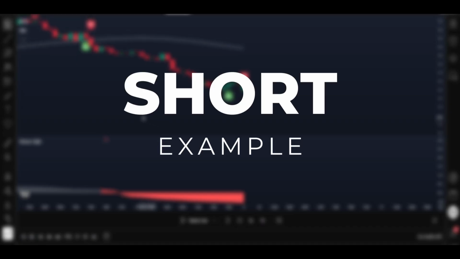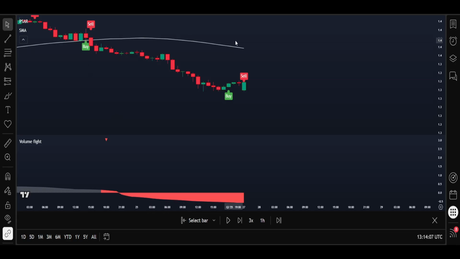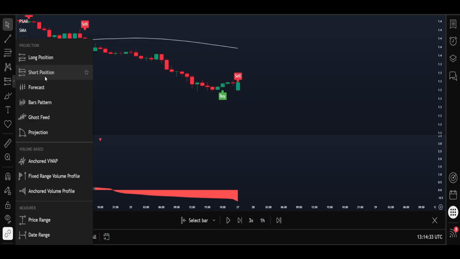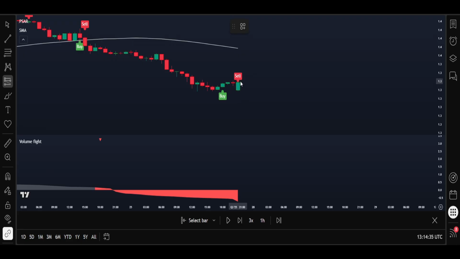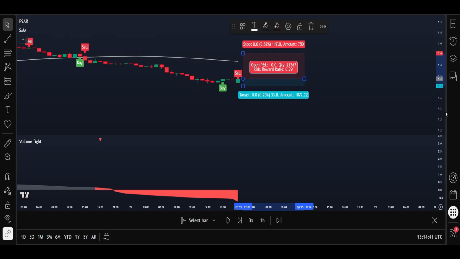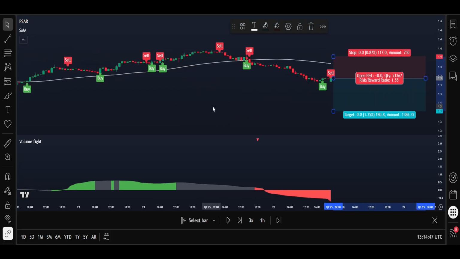Short example. Price trades below the 60 MA for several bars. Bearish bias confirmed. A small bounce retests the average from underneath and stalls. Our signal candle shows red dominance on Volume Fight with the histogram below 0. On that same candle, the Parabolic SAR prints a sell label. Conditions hold into the close, so we enter short on the next open. The stop goes above the bounce swing high. The target is 1.5 R.